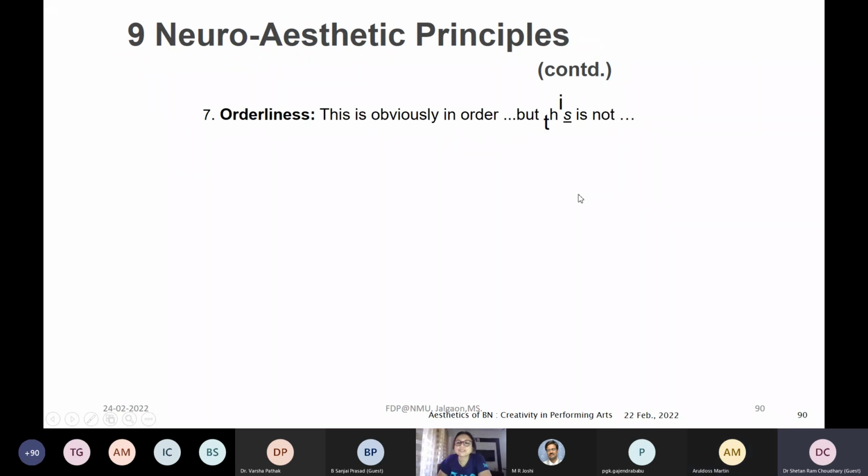Okay, so that was number 6. Now we are looking at orderliness. We know that this is in order and this particular part is not in order. Anything which is in order, in sync, always looks beautiful and attractive. Bharatanatyam is completely designed in order. And believe me, I have been practicing dance for 30 years, and I didn't realize this till I actually went for codification.